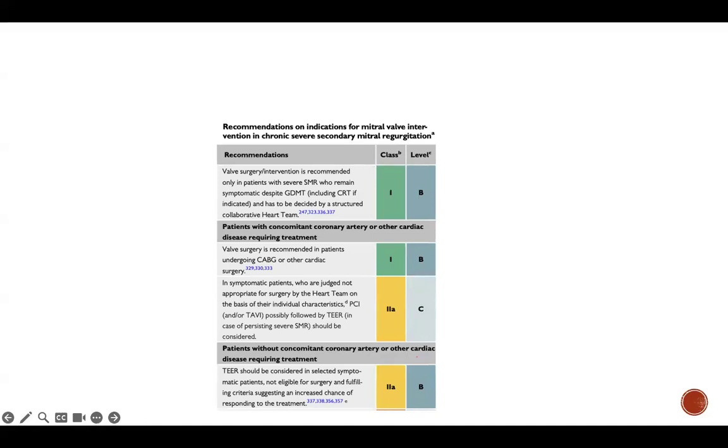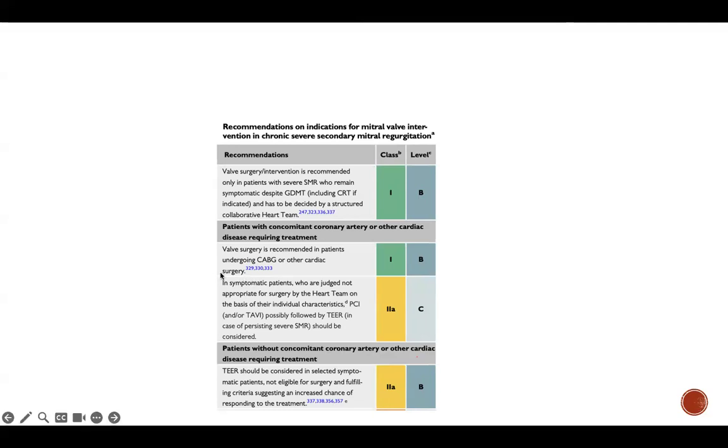But in symptomatic patients who are judged not to be appropriate for surgery by the heart team on the basis of their individual characteristics, then you go for PCI, percutaneous intervention, for the coronary artery disease if the patient is indicated, and if the patient has any other disease like aortic stenosis, you manage the underlying cause, you manage the coronary, manage the aortic valve, and then after that, assess the mitral valve again. If you're still having severe MR, go for intervention. And again, they put here intervention, not surgery, by mitral valve clip.